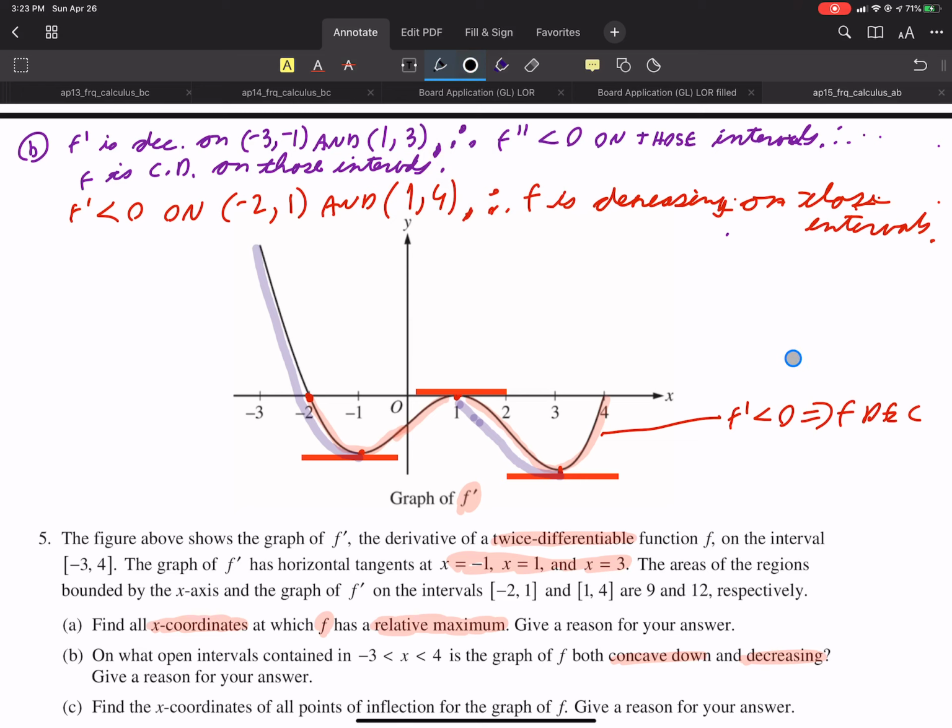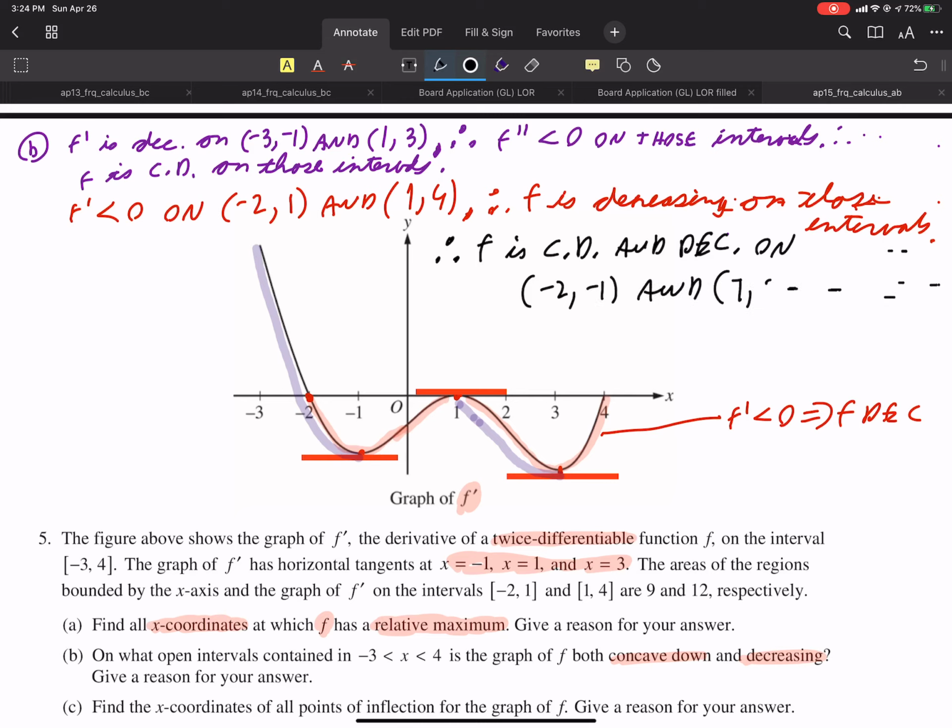Now we have to have our final. We've got to find where the function's both concave down and decreasing. Basically where the purple and the pink are together. So here to here and here to here. So therefore, f is concave down and decreasing on the interval from -2 to -1 and 1 to 3.